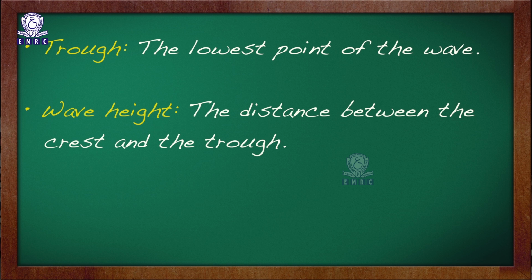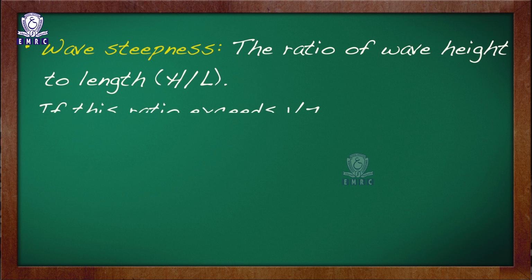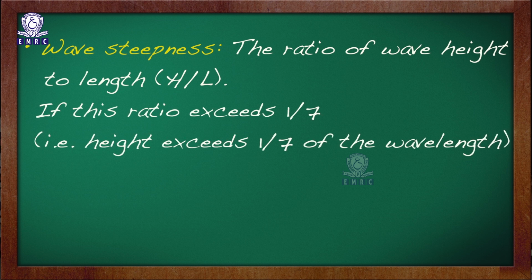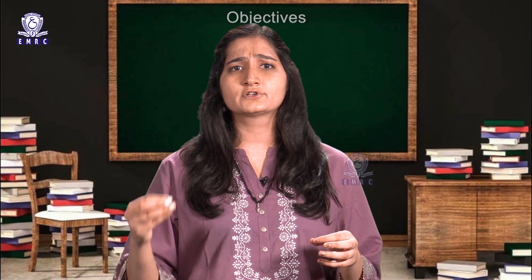Wavelength, the distance between two identical points on successive waves, for example crest to crest or trough to trough. Wave steepness, the ratio of the wave height to the length. If this ratio exceeds 1/7, that is, if the height exceeds 1/7 of the wavelength, the wave gets too steep and will break.